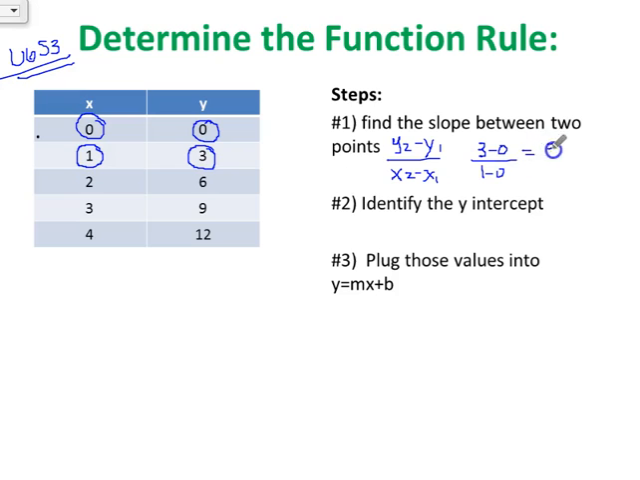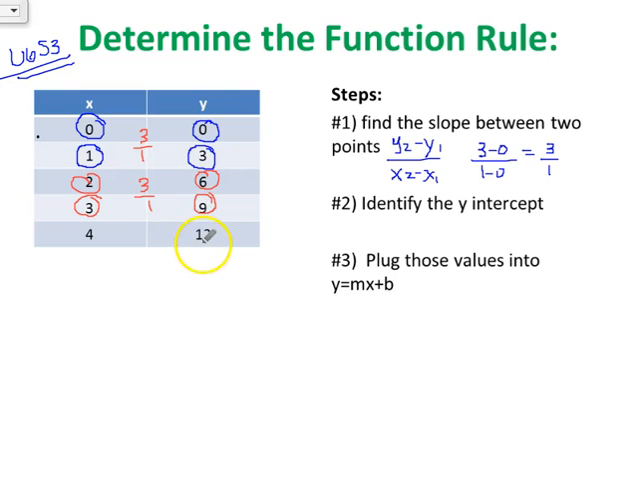3 minus 0 is 3. 1 minus 0 is 1. So our slope is going to be 3 over 1. That could work for any 2 points you choose. If you wanted, you could have chosen these two and you would have gotten the same slope. 9 minus 6 is 3. 3 minus 2 is 1. 3 over 1. So you're always going to get that slope of 3 over 1, with any 2 points you choose.